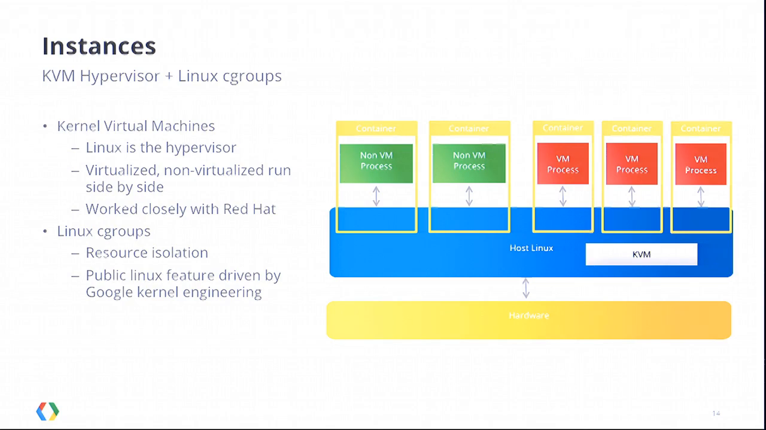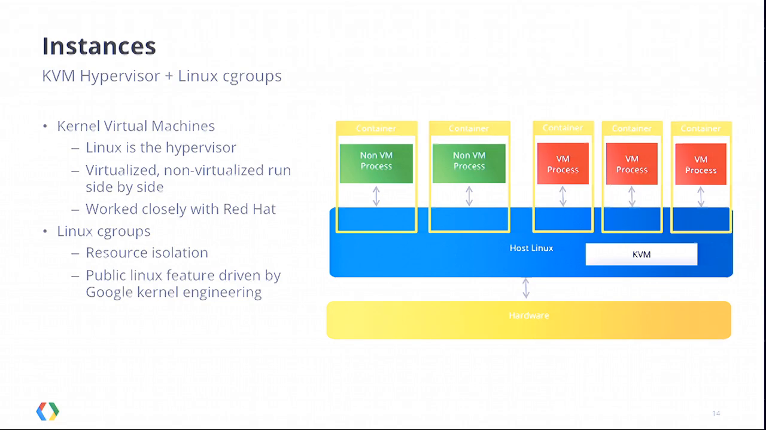I want to go into a little bit of detail of what's going on under the covers, the technology stack that we've chosen and what we're building on. You may not know it, but Google actually has a great kernel engineering team. We have a lot of expertise with the Linux kernel. And we really leveraged these guys when we started looking at which virtualization technology we wanted to build on. We ended up going with a combination of kernel virtual machines, or KVM, and Linux cgroups.